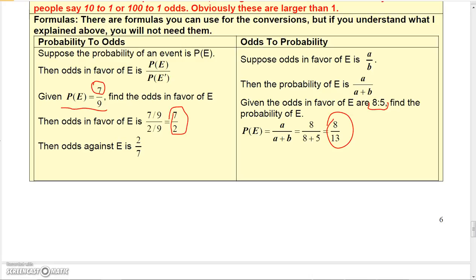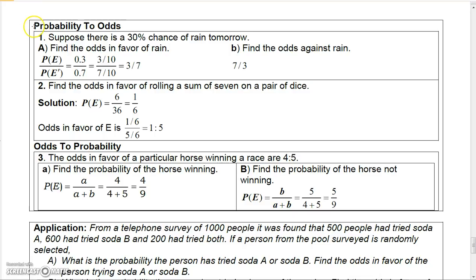So that's how you convert probability to odds and odds to probability. They're related, but odds and probability are not exactly the same thing. Okay, so read these 2 problems, freeze the video if you need to, and work those on converting probability to odds and odds to probability, and that should shore up your knowledge on odds and probability.